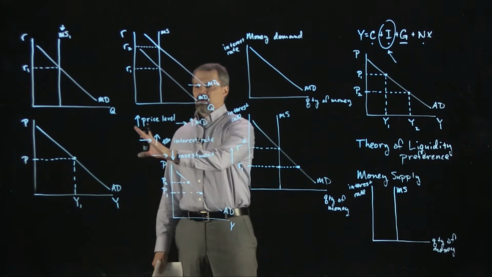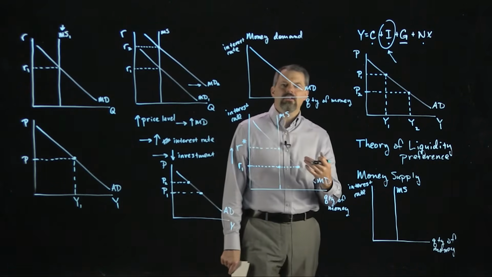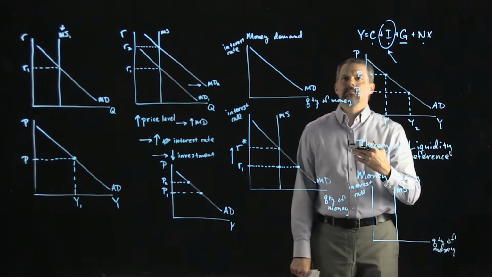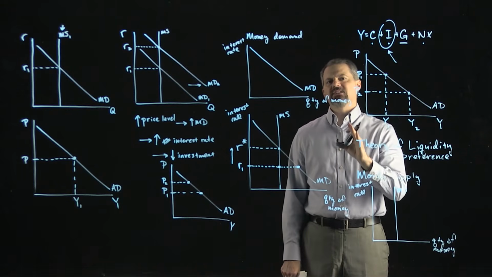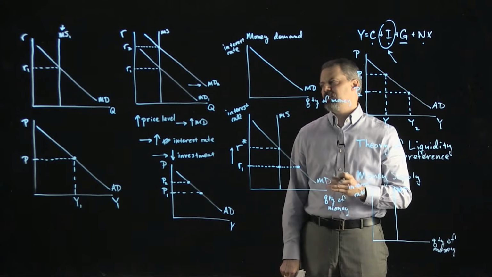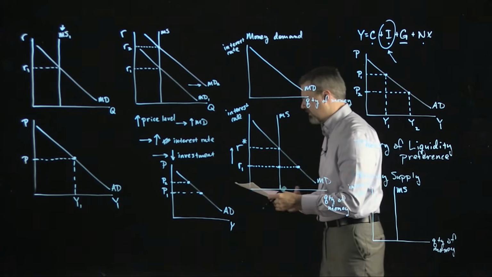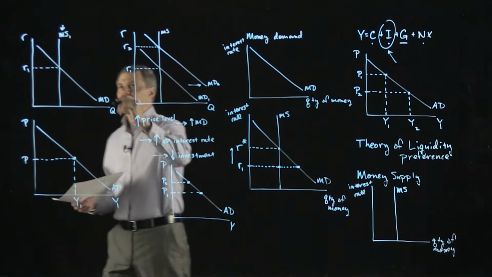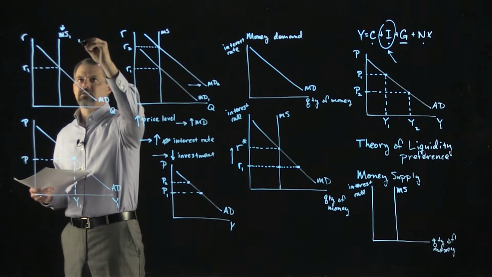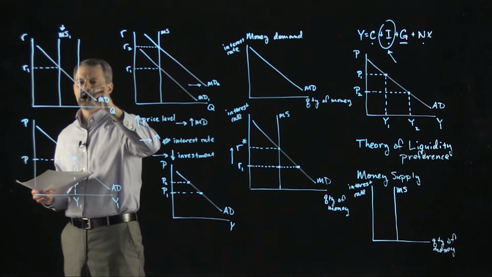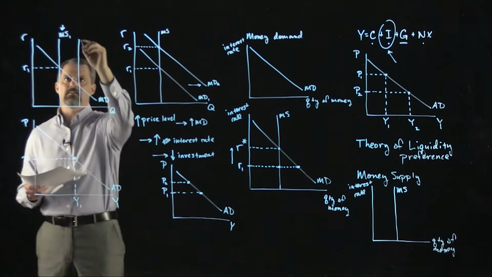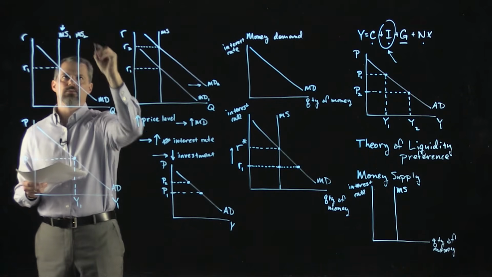So now we've got our aggregate demand curve. What we want to do is think about the impact of a change in the money supply. Why does a change in the money supply shift that aggregate demand curve? So let's shift the money supply to the right. So the Fed has injected some money into the system. Here's money supply 2.